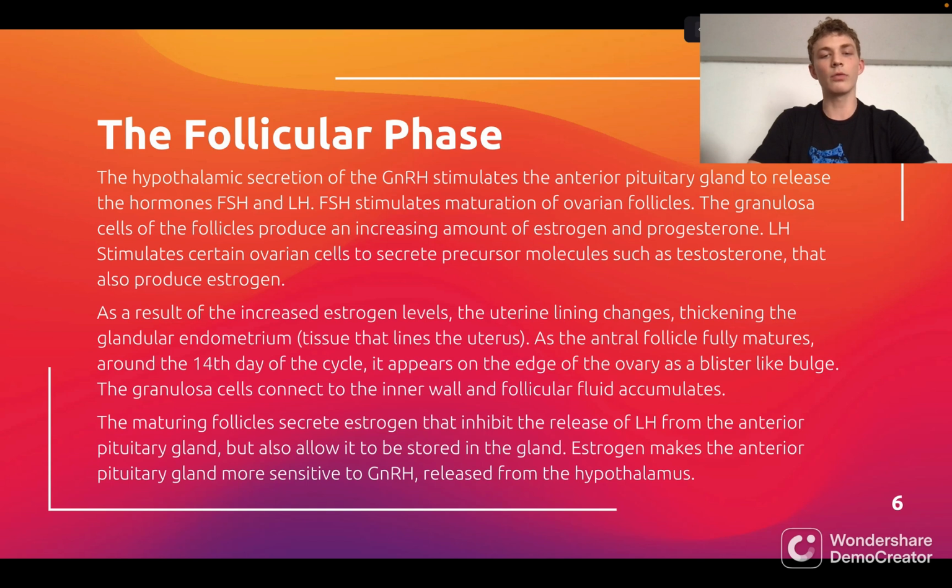As the follicle fully matures, which is around the 14th day of the cycle, it appears at the edge of the ovary as a blister-like bulge. The granulosa cells connect to the inner wall of the ovary, and follicular fluid accumulates. The maturing follicles secrete estrogen that inhibits the release of LH from the anterior pituitary gland, but also allows it to be stored in the gland. Estrogen also makes the anterior pituitary gland more sensitive to GnRH.